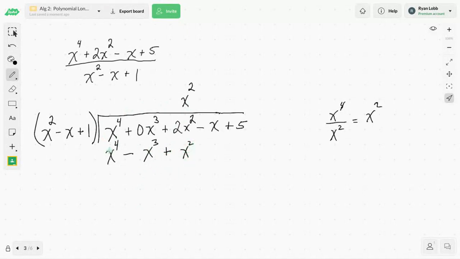So we multiplied. Now we put everything in parentheses and subtract. Keep in mind, it's going to change all the signs of everything in here when I distribute, and then I can add them up. Right here it's x to the fourth minus x to the fourth, which cancels. Now 0 minus a negative x cubed is going to be positive x cubed. And then 2 minus 1x squared, right? That's going to be plus x squared.